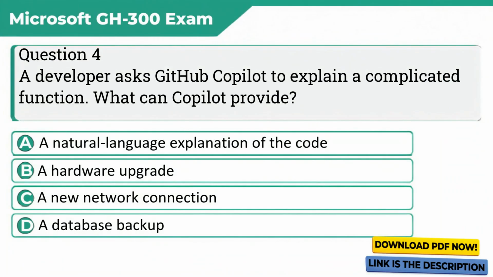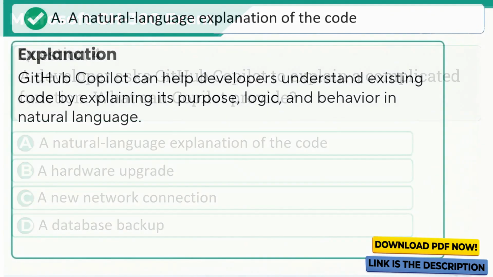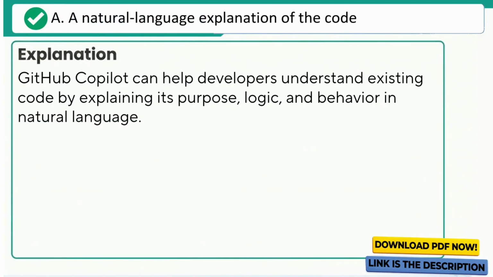Question 4. A developer asks GitHub Copilot to explain a complicated function. What can Copilot provide? A. A natural language explanation of the code. B. A hardware upgrade. C. A new network connection. D. A database backup. Correct answer, A. A natural language explanation of the code. Explanation. GitHub Copilot can help developers understand existing code by explaining its purpose, logic, and behavior in natural language.